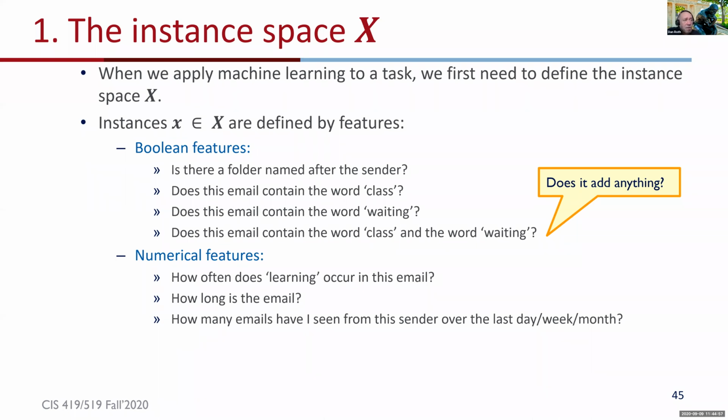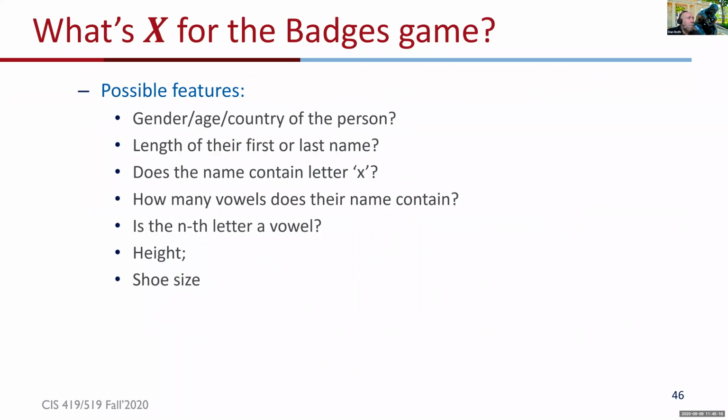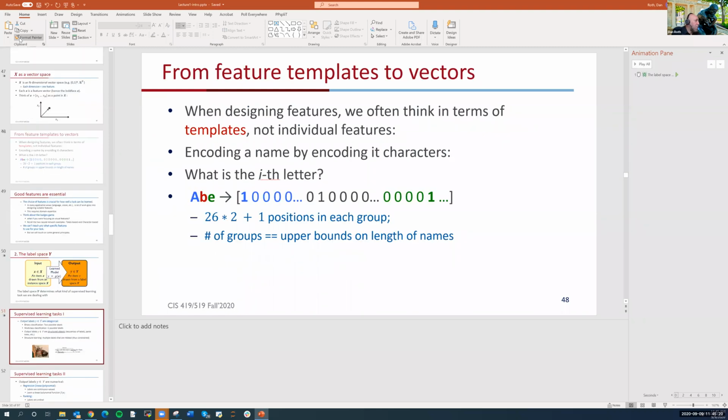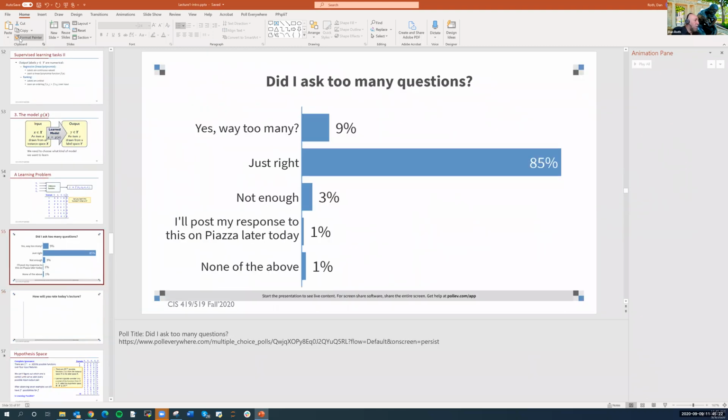How long is the email? How many emails have I seen from this sender over the last day, week, month? And you can also think about type 3: just list all the tokens in the input and think about it this way. So here are some examples for the badges game. I'm going to stop here. I was hoping to get a little bit further, but I'm still going to ask you these two questions.